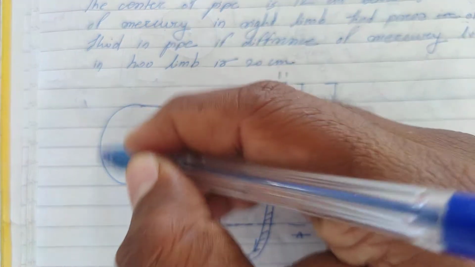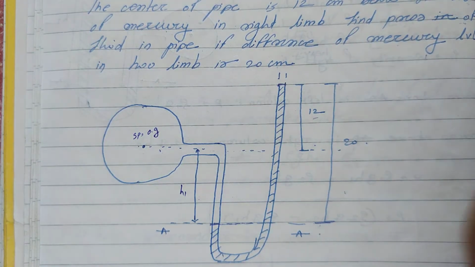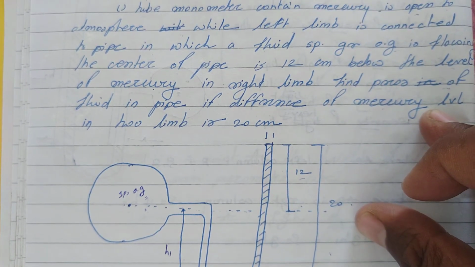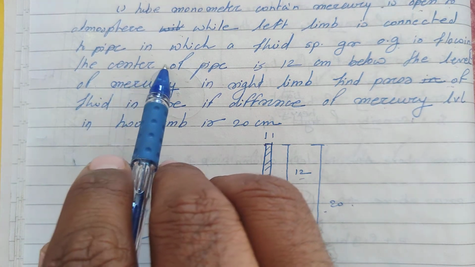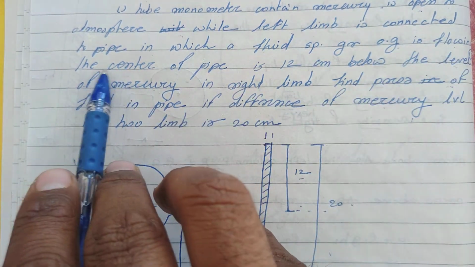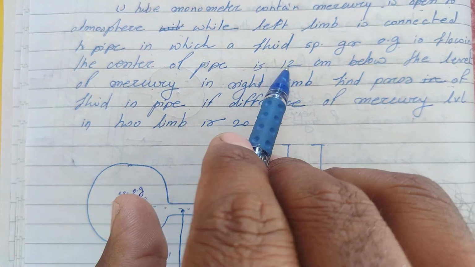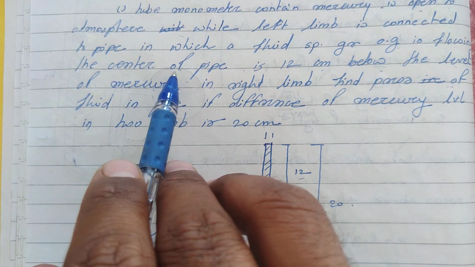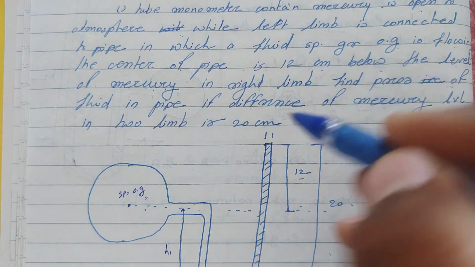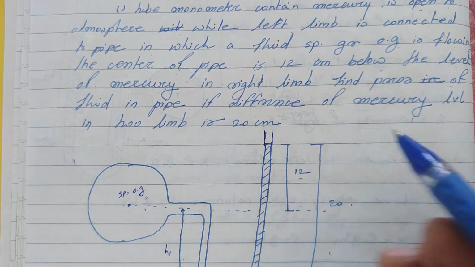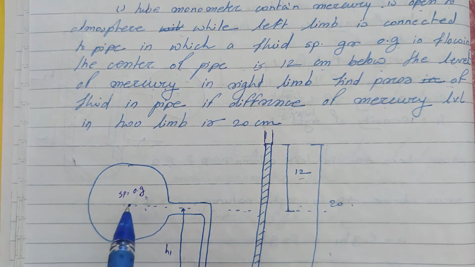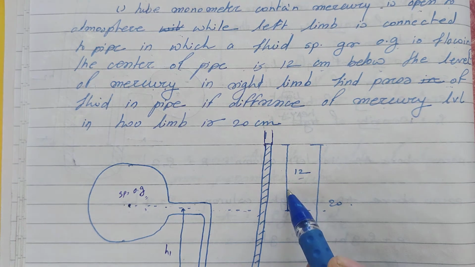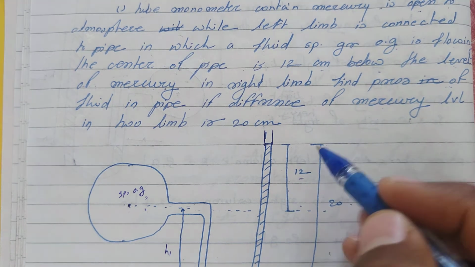It contains one pipe which is flowing a liquid of specific gravity 0.9. So what is the next point here? Mercury. The center of pipe is 12 centimeter below the level of mercury in the right limb.